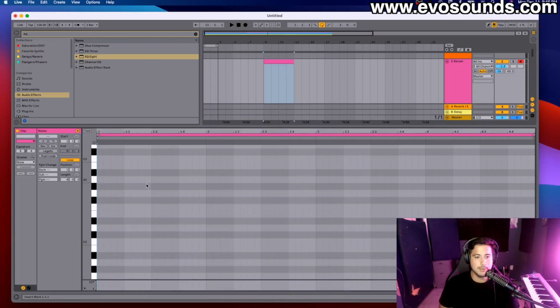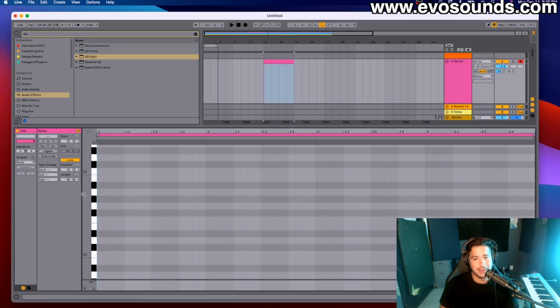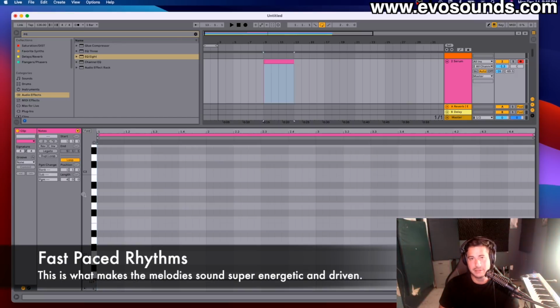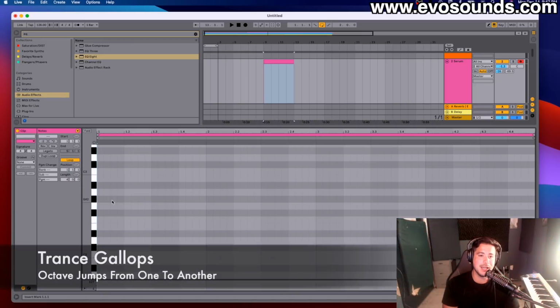Now, when it comes to making Morten style melodies, there are a couple of characteristics I can tell you right out of the get-go that they have. One, the rhythms: very fast-paced rhythms. That's how you create the energy. There are also going to be swingy vibes, so a lot of times you don't want to land the melody on the beat. You want it to have a very swingy vibe, which we're going to talk about in this video. And finally, trance gallops. They're a huge fan of trance gallops, and that's what I call them.